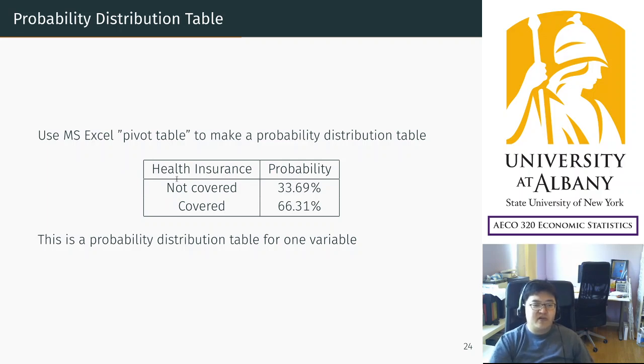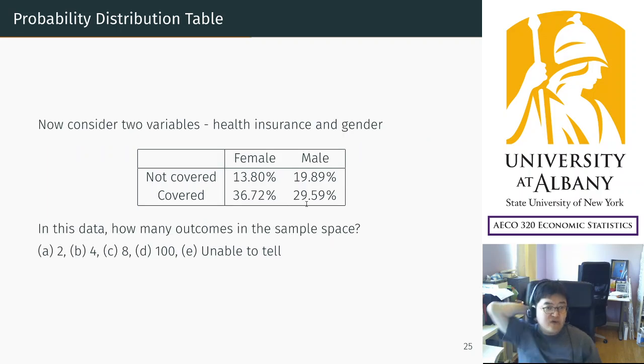So this is the probability distribution table for the health insurance variable. There are only two outcomes: covered or not covered, and the probability is given. This is for one variable. If you extend the table to 2 variables, you can make it a 2 by 2 table. So not only covered and non-covered, you also have female and male. Now we extend our attention to health insurance and gender. So there are 2 by 2 cells, and there are corresponding probabilities.